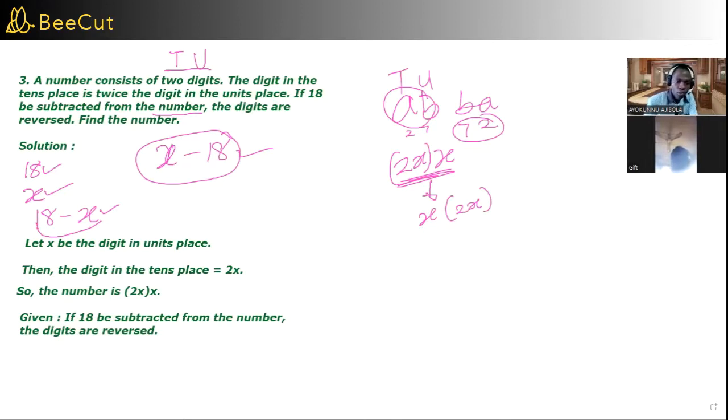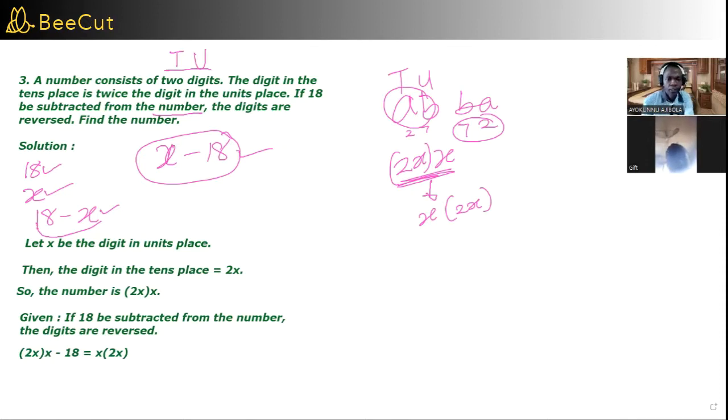And if it's reversed, then we have something like this. If you subtract 18 from the given number, then it's going to be x 2x instead of 2x x. And the next thing is that 2x x minus 18 equals x 2x, and we can now try to find our x from this.